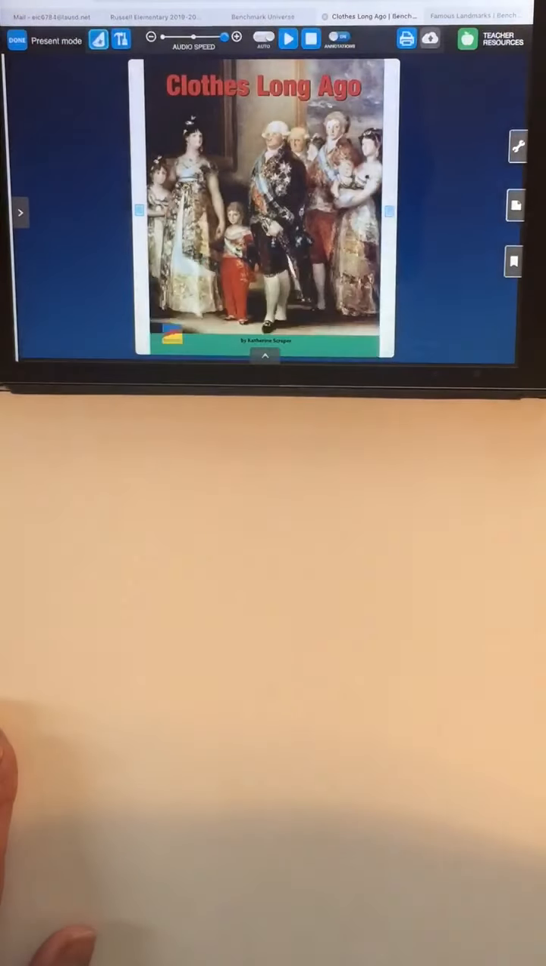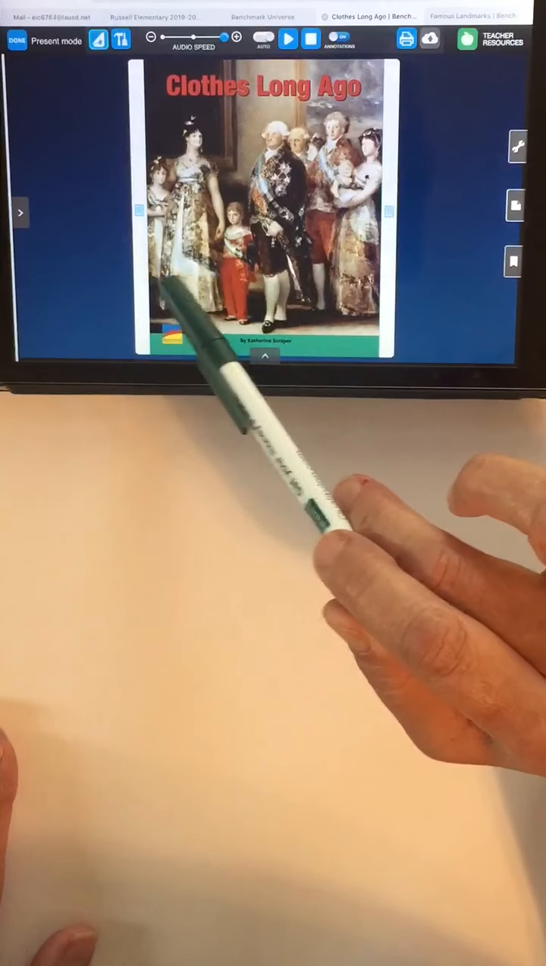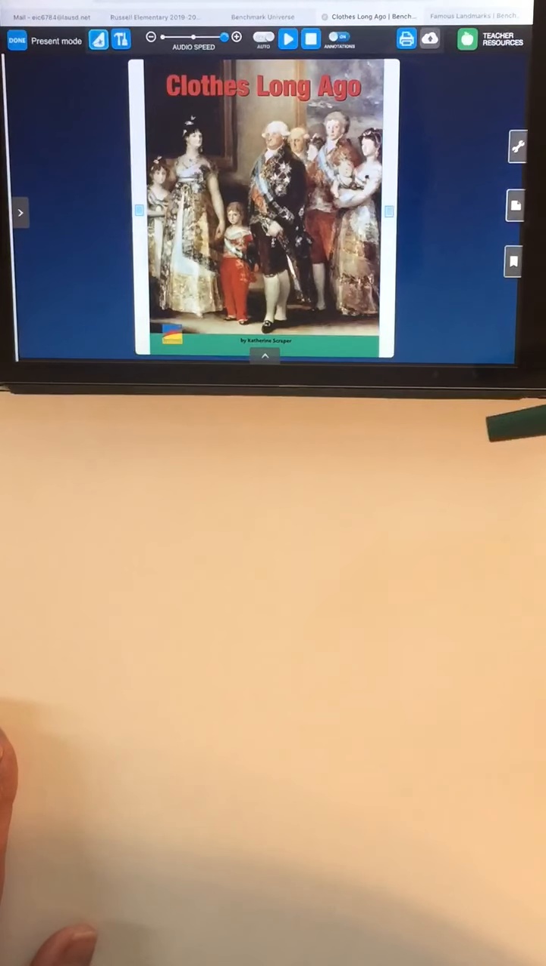Here I have another book that you have not read yet. But when we look at the title, we see that it says, Clothes Long Ago. So we predict that this book is going to talk about the clothes, look at the picture, the clothes that the people wore long ago.